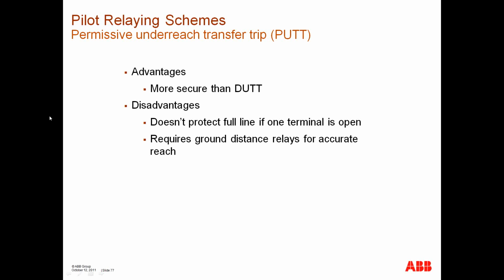There is a question I'm going to answer in just a minute. I'm going to go ahead and finish this group of slides. Permissive underreaching is more secure than direct underreaching transfer trip. It does not protect the full line if one terminal is open, and requires ground distance relays for accurate reach.